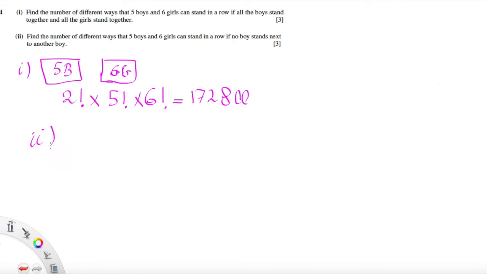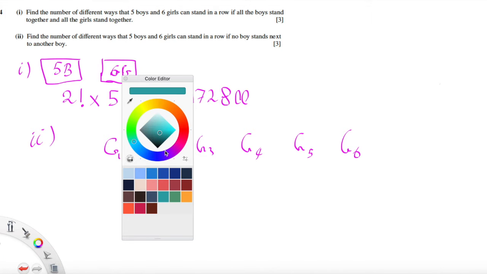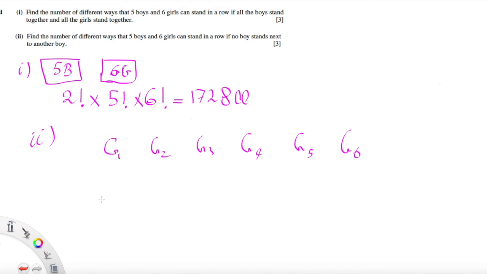Now, as the second part, find the number of different ways that 5 boys and 6 girls can stand in a row if no boy stands next to another boy. So first I arrange the girls here: girl 1, girl 2, girl 3, girl 4, girl 5, and girl 6. In 6 factorial ways, they can be permuted. But now we have 5 boys. Boys are to be placed in these locations.